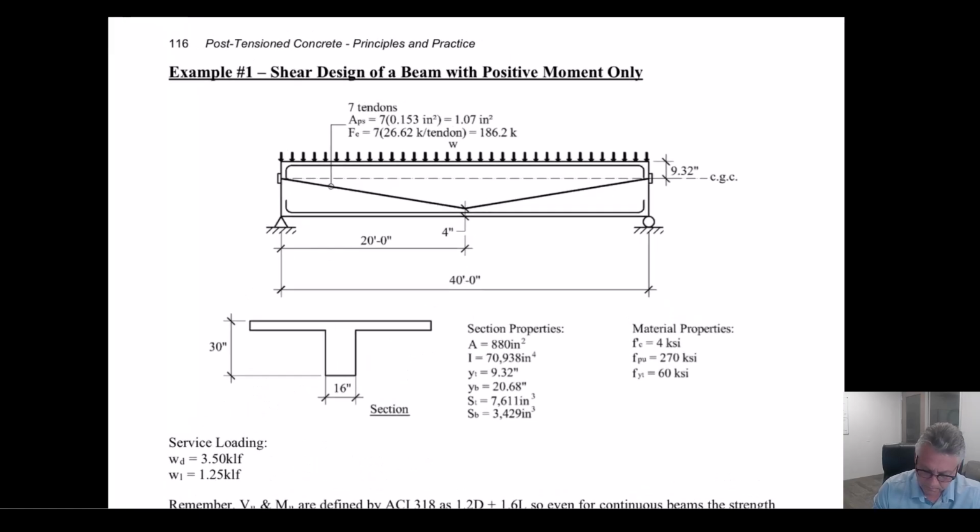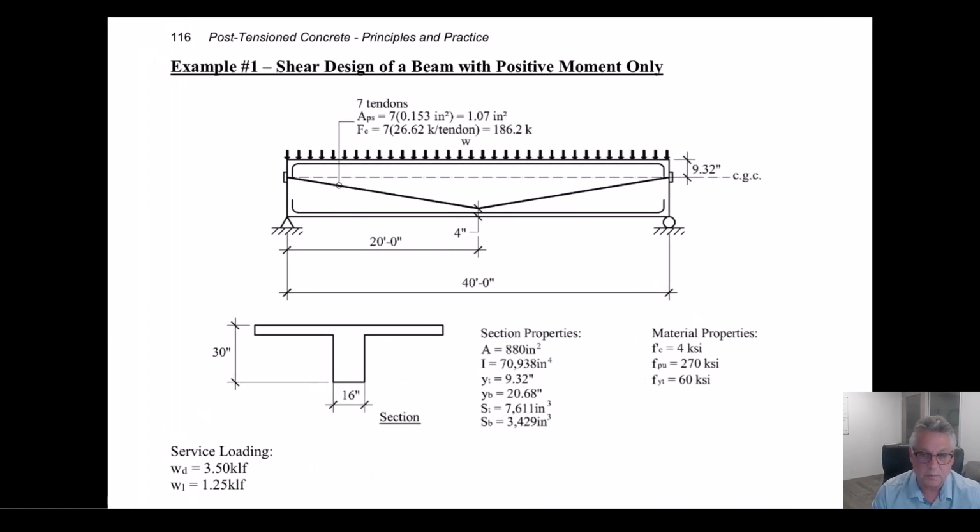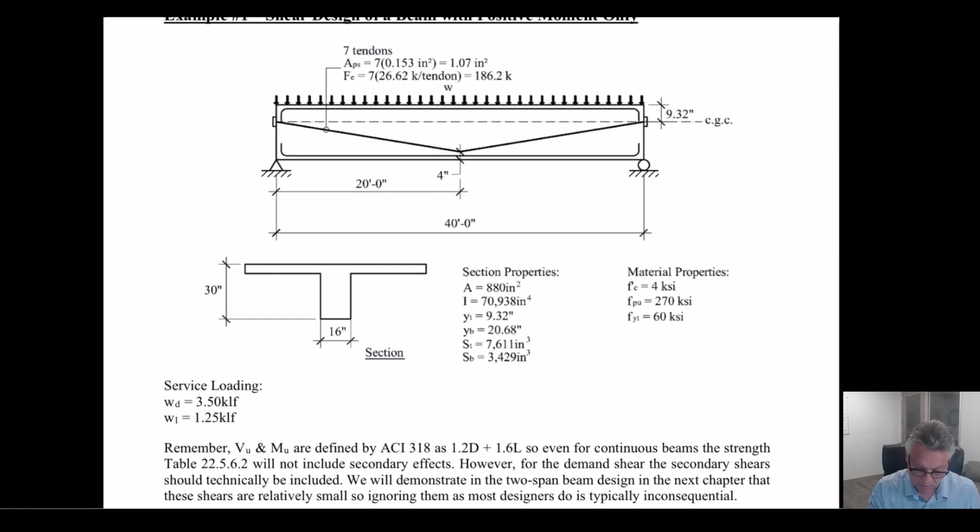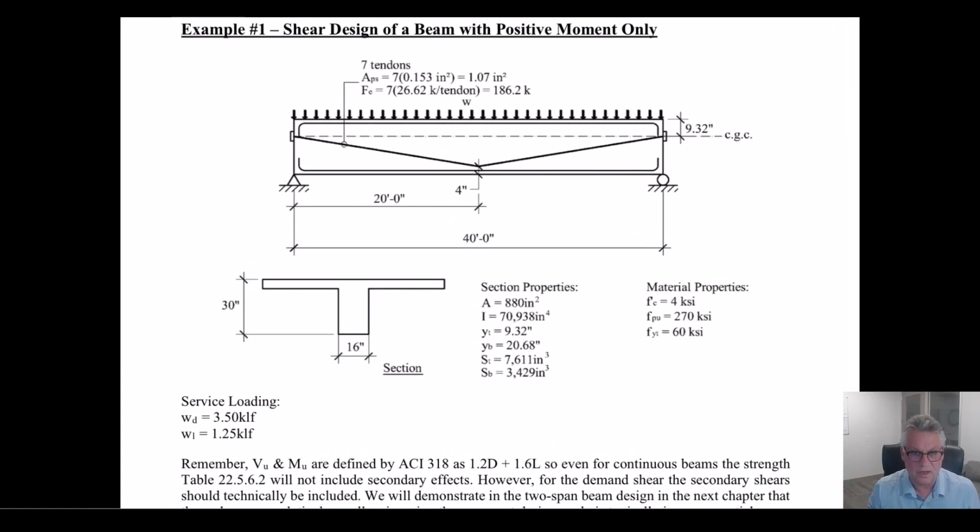Okay. So this is a precast beam. This is what these equations were intended for. This actually is supposed to make sense, and maybe it does. So 7 bonded tendons, though that doesn't make any difference to the shear. Bonded or unbonded, it doesn't change anything about what we're doing.